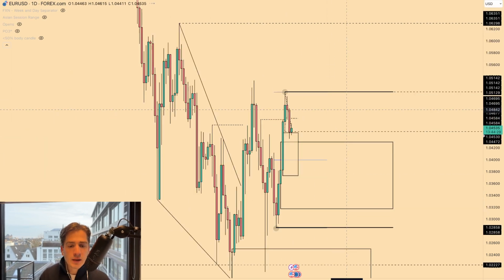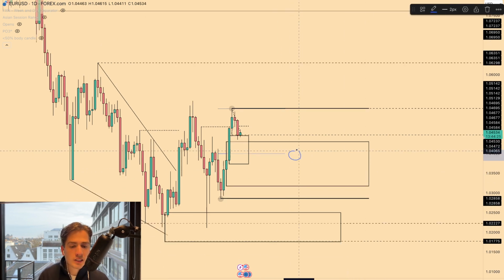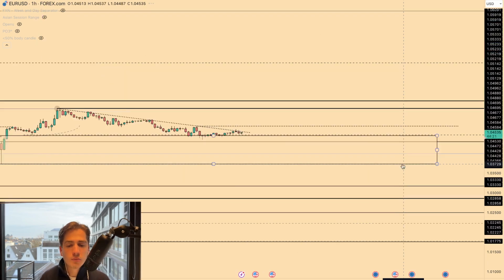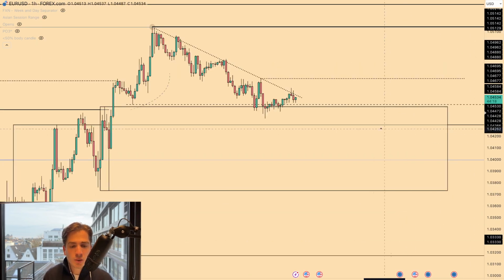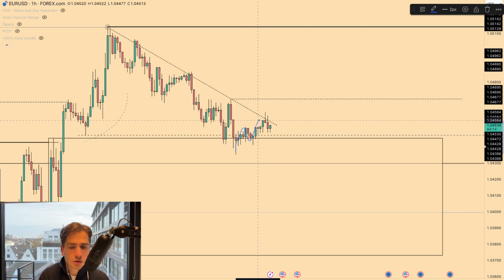Obviously, we understand that that daily demand zone is still untouched, and preferably you would also want to see a retracement in towards that 0.5. But what to do if the market is already bullish enough? Well, then we go in towards a lower time frame, being, for example, the 1 hour. On the 1-hour time frame, I identify that we get a push up, push down, push up, push down, and now we could just see another push up.